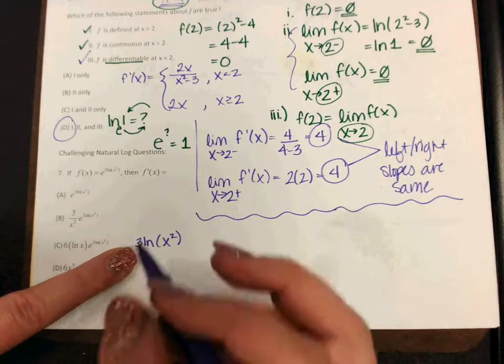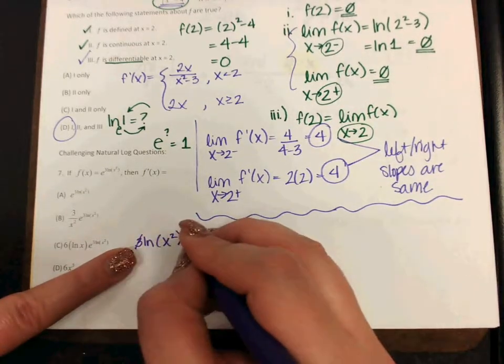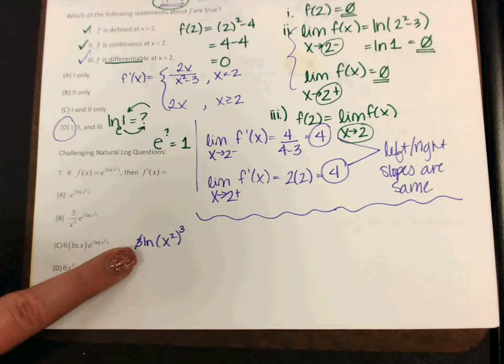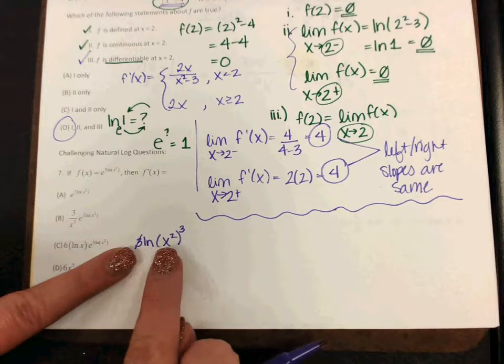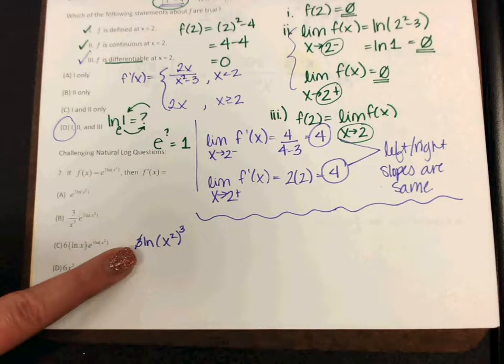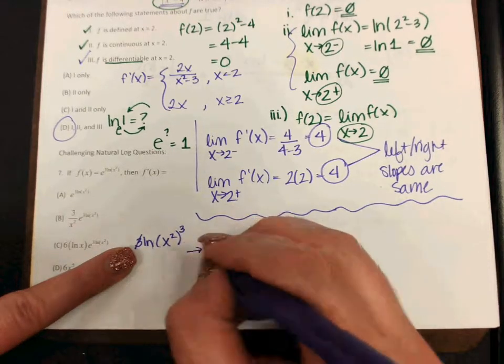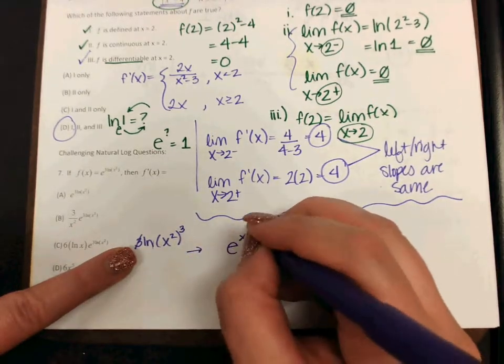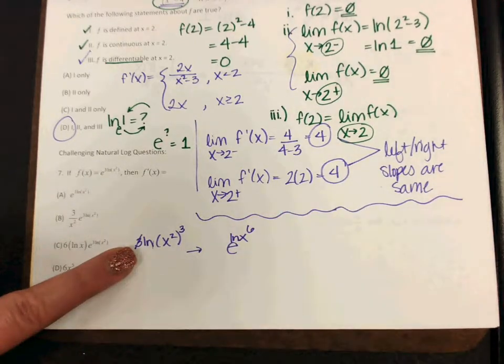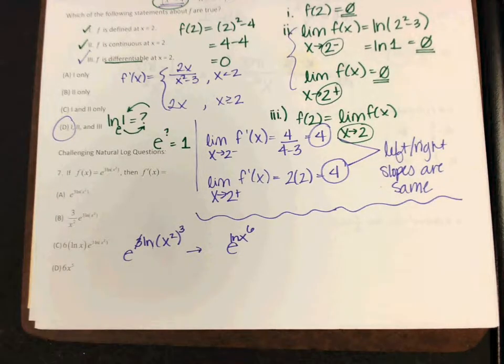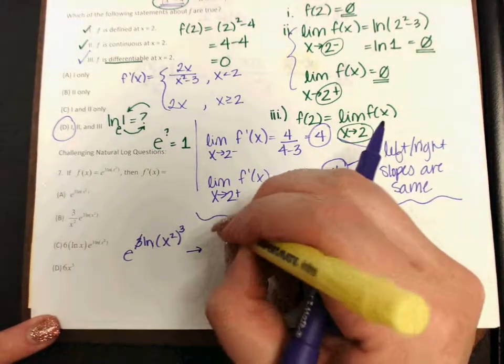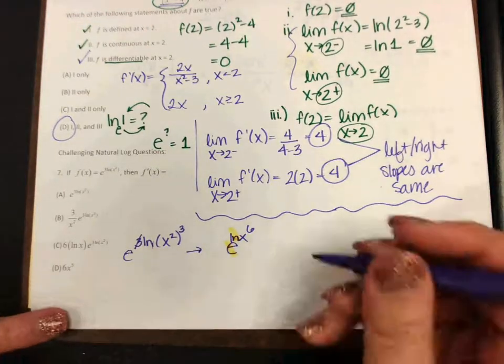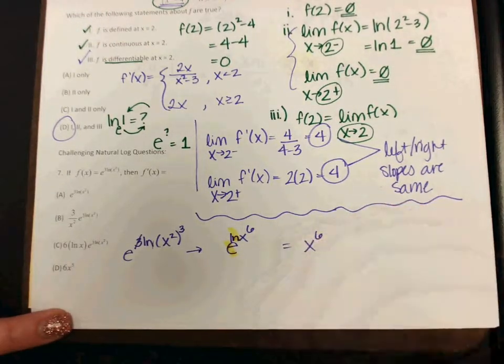Okay, the rule is that I can take this 3 and I can apply it as an exponent here. So rather than looking at this as 3 ln x squared, I'm going to look at it as the ln of x squared cubed. Now, x squared cubed would be x to the 6. So really, this is e to the ln x to the 6, right? Okay, now what we learned yesterday, well, actually you learned it in pre-cal, but we reviewed it yesterday, is that e and ln cross each other out. So really, this is just an x to the 6.